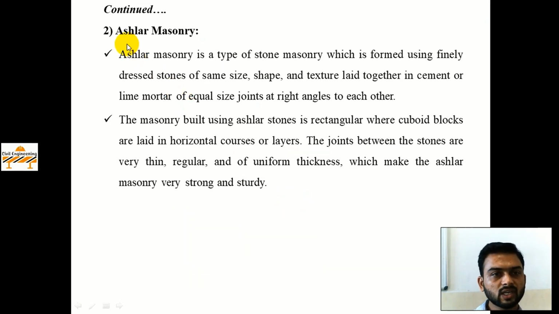Now second classification of the stone masonry is ashlar masonry. Ashlar masonry is a type of stone masonry which is formed using finely dressed stones of same size, shape and texture laid together in cement or lime mortar of equal size joints at right angles to each other. The masonry built using ashlar stones is rectangular where cuboid blocks are laid in horizontal courses or layers. The joints between the stones are very thin, regular and of uniform thickness which make the ashlar masonry very strong and sturdy.